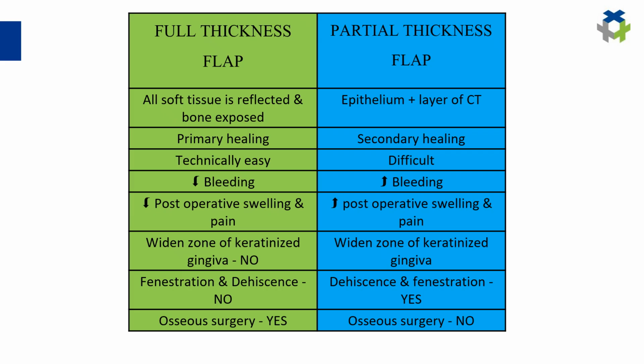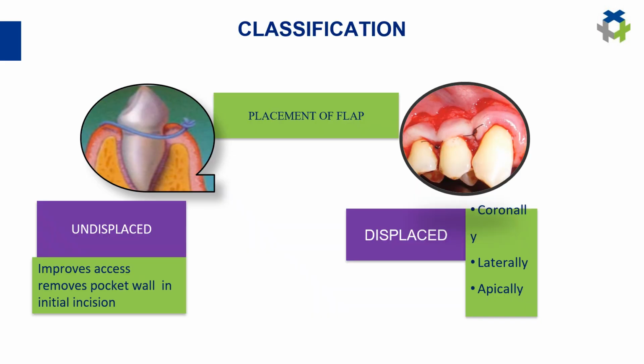In full thickness, there is no widened zone of keratinized gingiva; in partial thickness, the widened zone of keratinized gingiva is there. For fenestration and dehiscence, full thickness is no. For dehiscences and fenestrations, yes, we can go for a partial thickness. In osseous surgery, a full thickness flap can be raised, but in osseous surgery a partial thickness flap cannot be raised. Next is the classification based on the placement of the flap, which we have already seen.